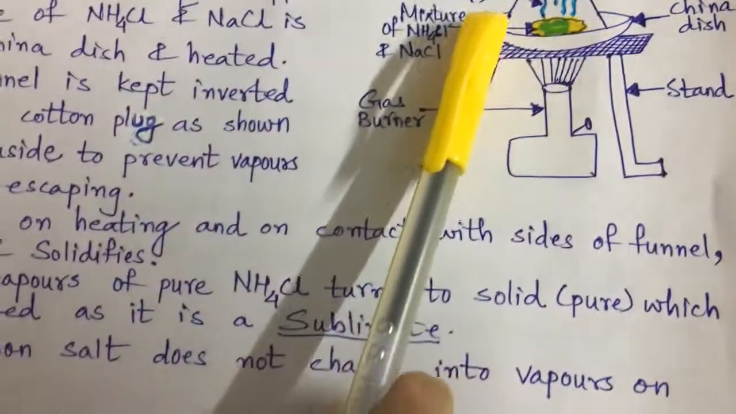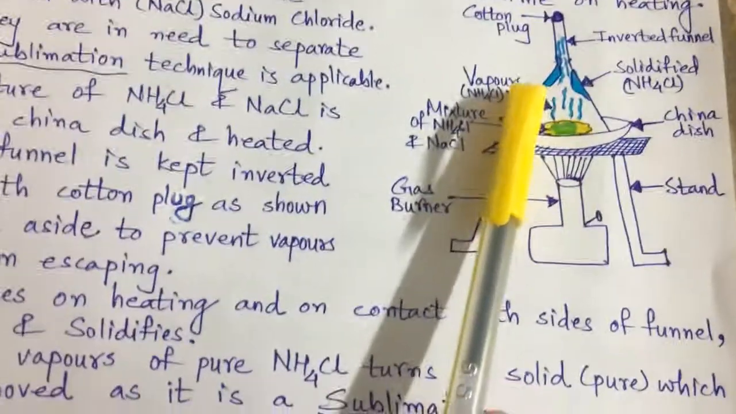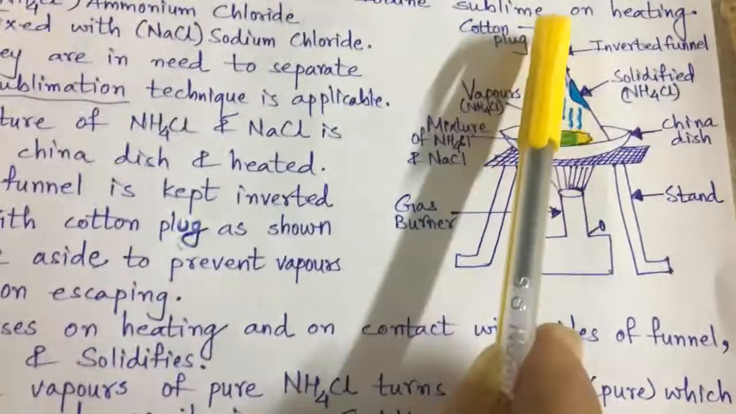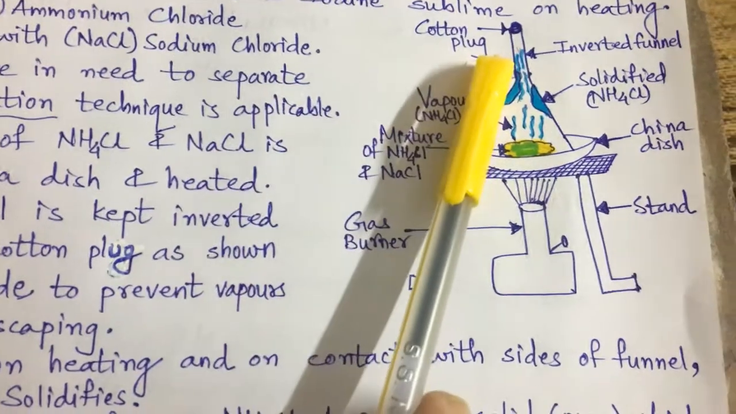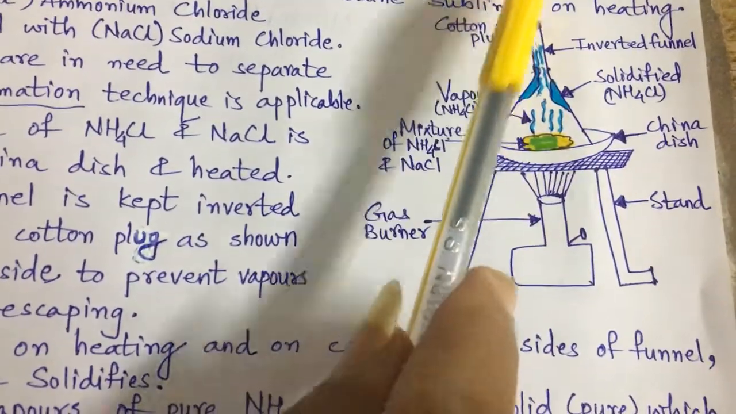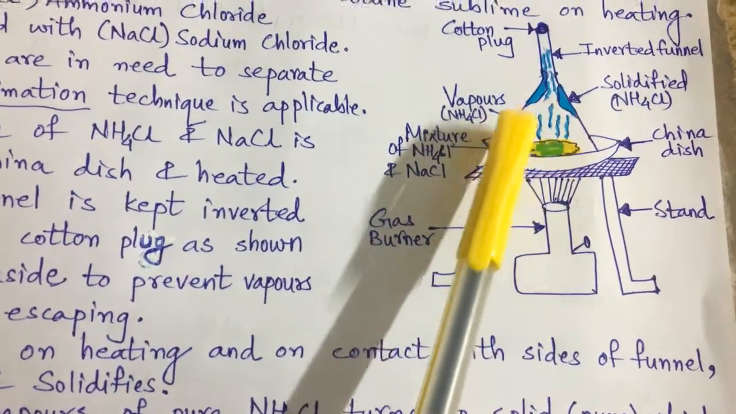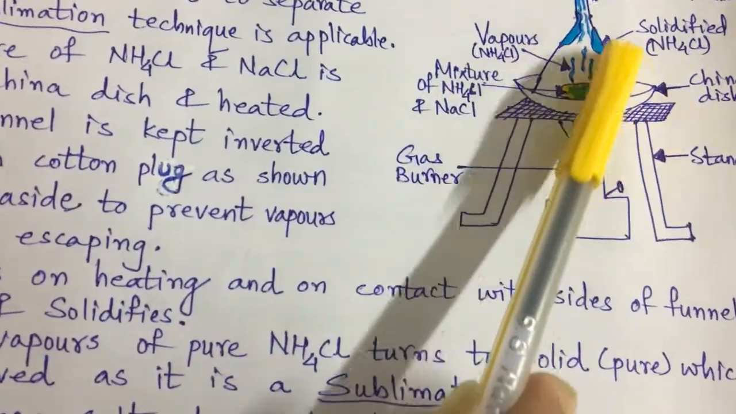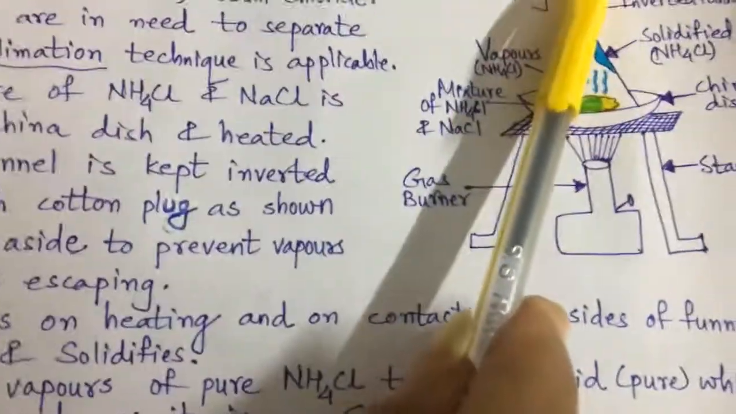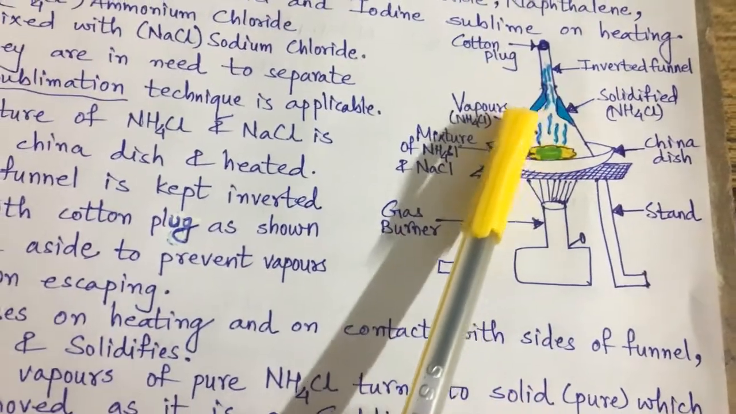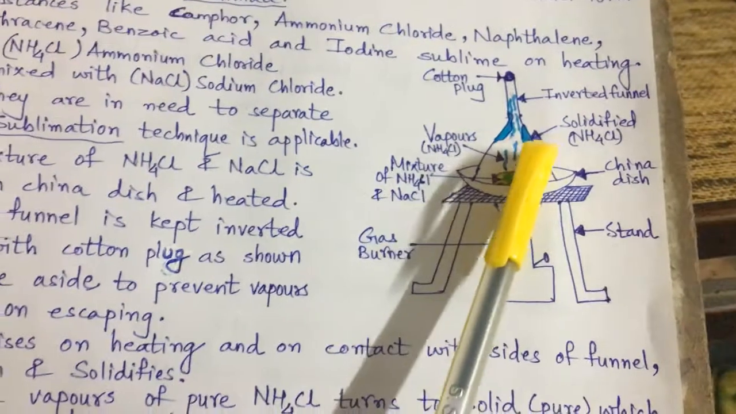And this is an inverted funnel cap. It is also of glass, so we can see. A cotton plug is to be fixed at the end of that funnel tube so that the escaping of the vapor will not take place. Now this vapor, when it comes in contact with the funnel, will try to stick on it and get cooled, and it is again solidified, which I have shown in blue color.